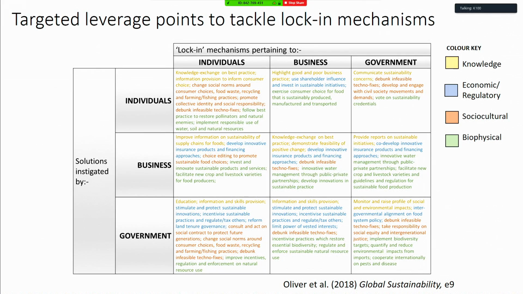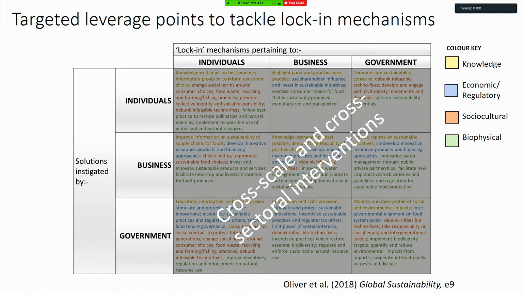And very quickly, just to end, and I'm not going to go into details here, but each of those lock-in mechanisms, you can target interventions. And really, just to highlight that those lock-in mechanisms occur at levels of individuals, businesses, or government. But equally, the interventions can be instigated by individuals, businesses, and governments. And we give examples in the paper. But it's really to highlight that it's cross-scale and cross-sectoral, and it's not all top-down governance. But of course, government can facilitate these different actors to take those interventions.